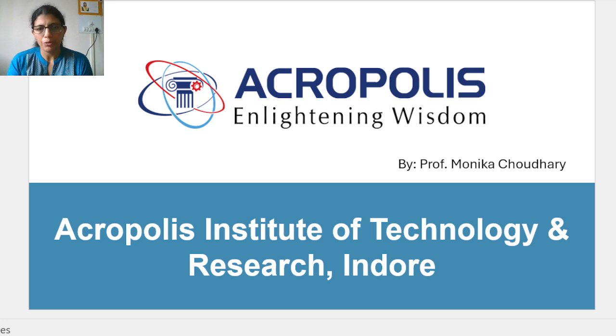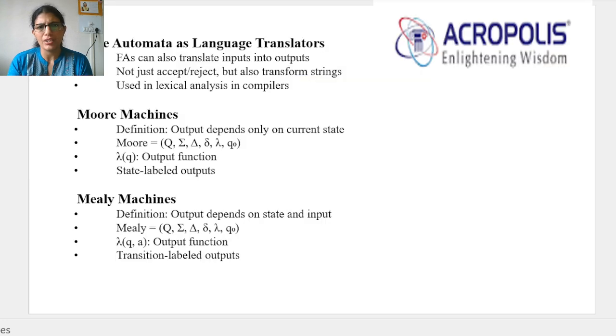Today I would like to present the topic Finite Automata as a Language Translator. Before that, we have studied that Finite Automata can be used as a language acceptor, because when we give some input to the finite automata it changes state and gives us some output, or we reach the final state. If we reach the final state from the starting state, then we say that the string is accepted by the finite automata, otherwise it is rejected.